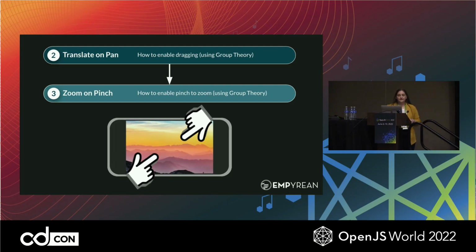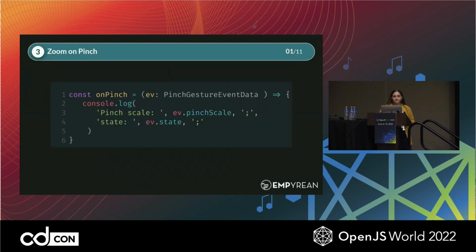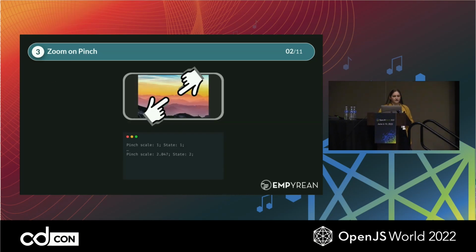Easy. Next, we're going to do zoom on pinch, so how to enable the pinch zoom. So our on pinch is going to get pinch gesture data. It's going to get a pinch scale and a state. So what exactly is the pinch scale? Let's console log that out and inspect it.